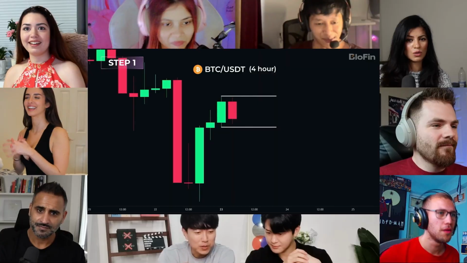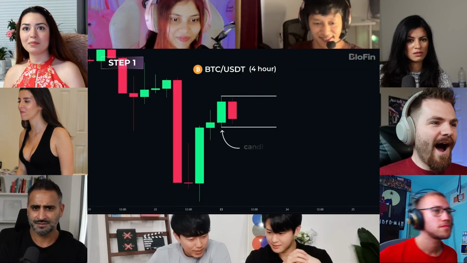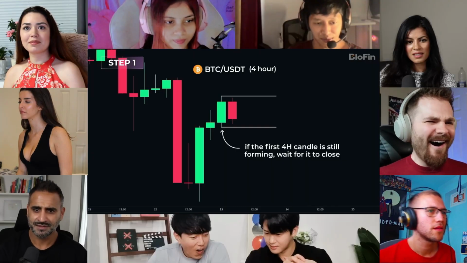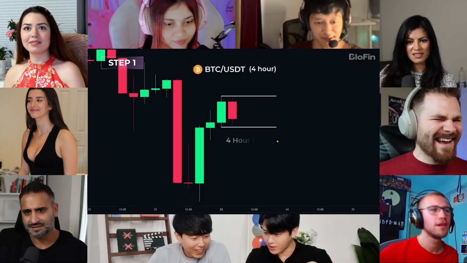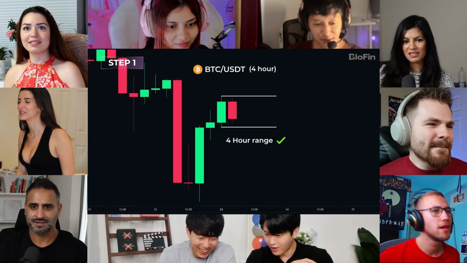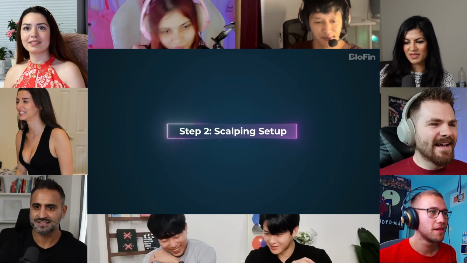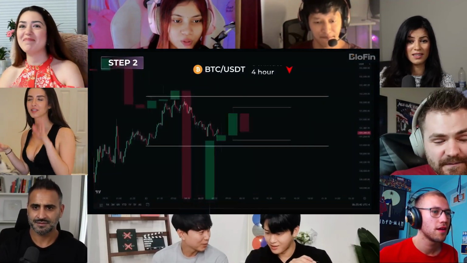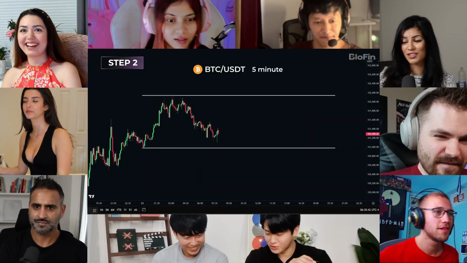Now, an important thing to remember is make sure that the first 4-hour candle has fully closed before marking the range. If the candle is still forming, wait for it to fully close first. So once the 4-hour range is identified, we move on to step 2, which is the scalping setup. After the 4-hour range is identified, we go down to the 5-minute time frame to look for scalp setups.